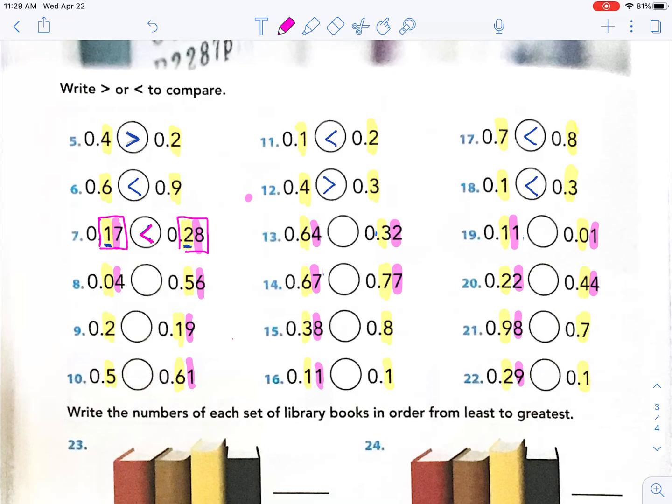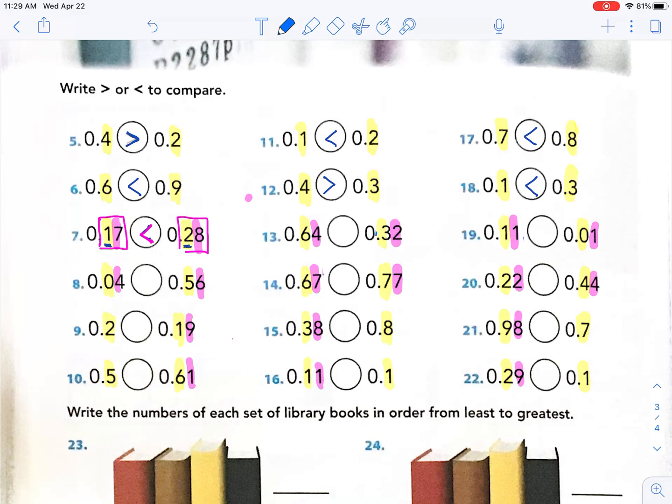The answer will be the same, boys and girls. It will not change at all. So if they both have hundredths, you can look at the whole amount like we just did and decide what's greater, 17 hundredths or 28 hundredths. 28 hundredths. Your answer will be the same.